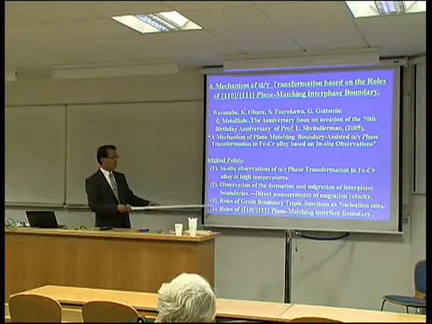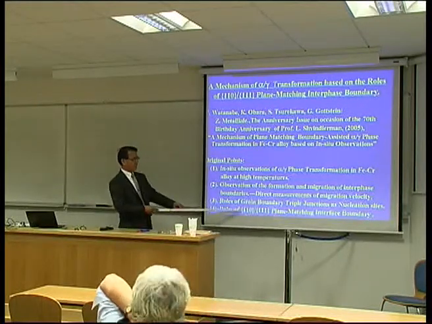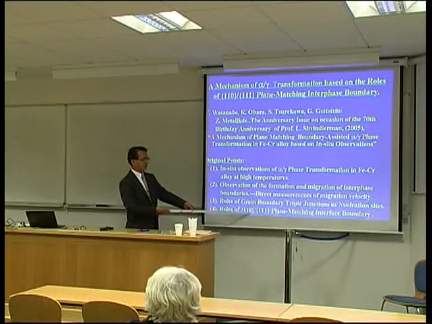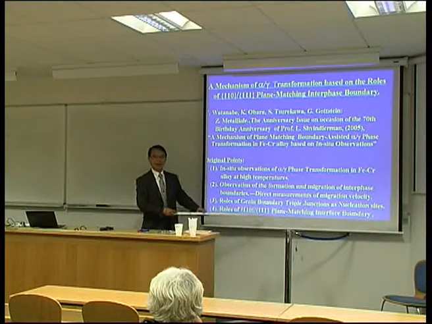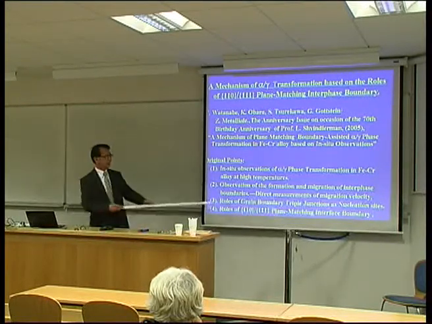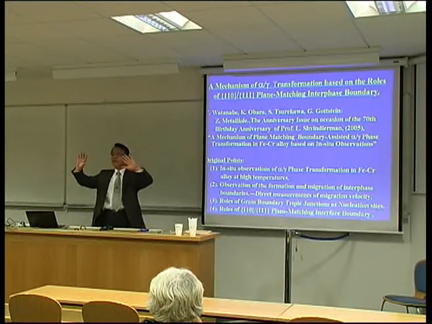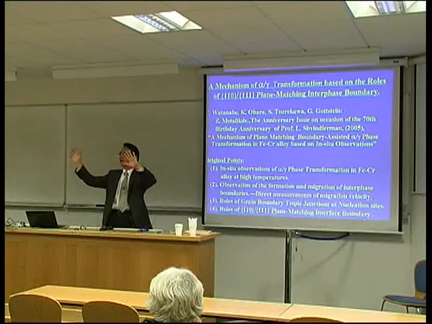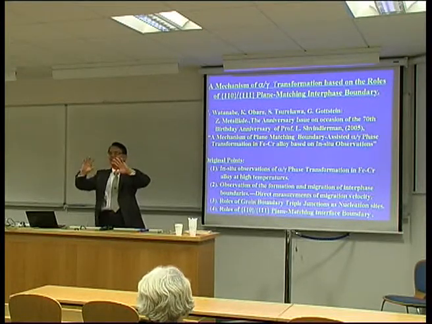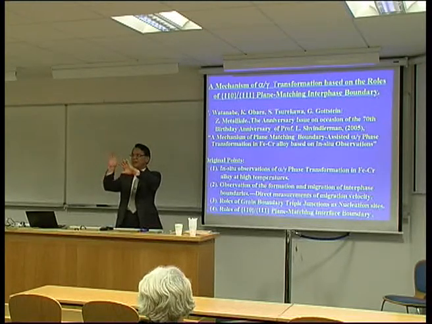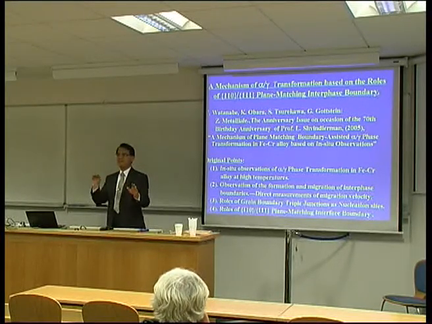we are now considering the role of the plane matching boundary, the plane matching interface between the 110 plane in the BCC alpha phase and the 111 plane in the gamma phase. Because these two planes are the most close-packed atomic planes in BCC and FCC. So if the two types of atomic plane, one a 110 plane and the other a 111 plane, which are both close-packed, meet at the interface boundary, this means atomic transfer between one side and the other is much easier than in another case. So this is a very simple idea.